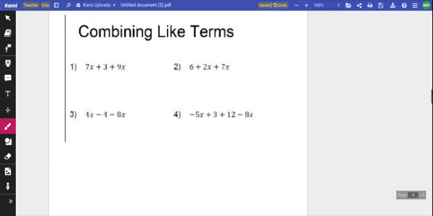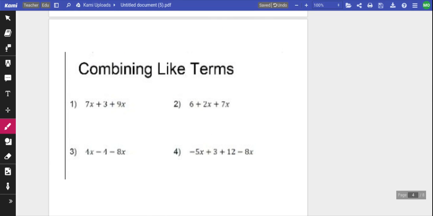Now let's talk about combining our like terms. Okay, we're going to do a quick 4 short. I would like for you to try to model some of these. If you had 7x's and 9x's, think of them as objects, whether it's $7 here and $9 there. How much do you have altogether? You would have 16x. And then we have just a regular 3.